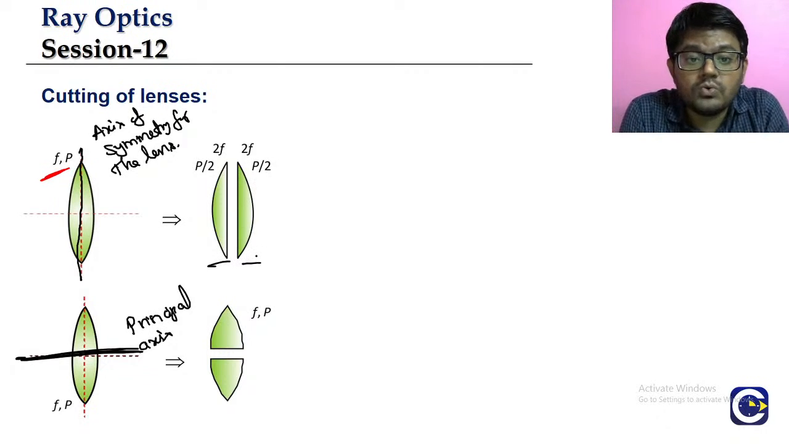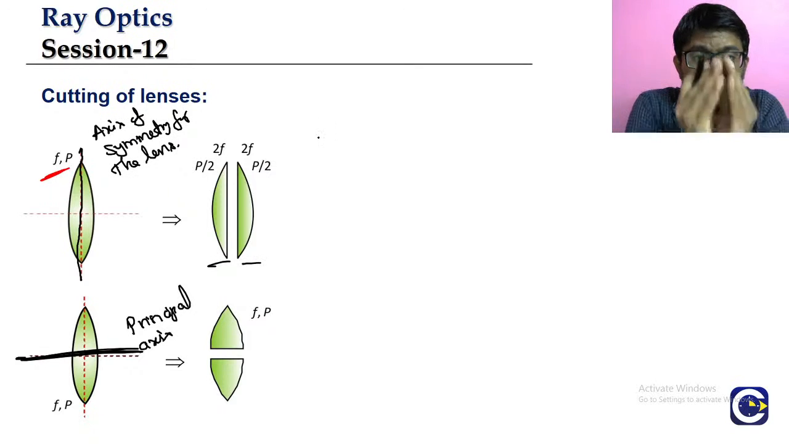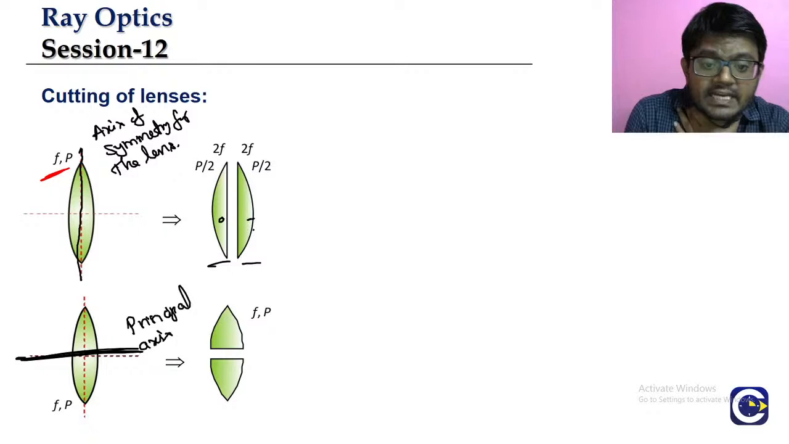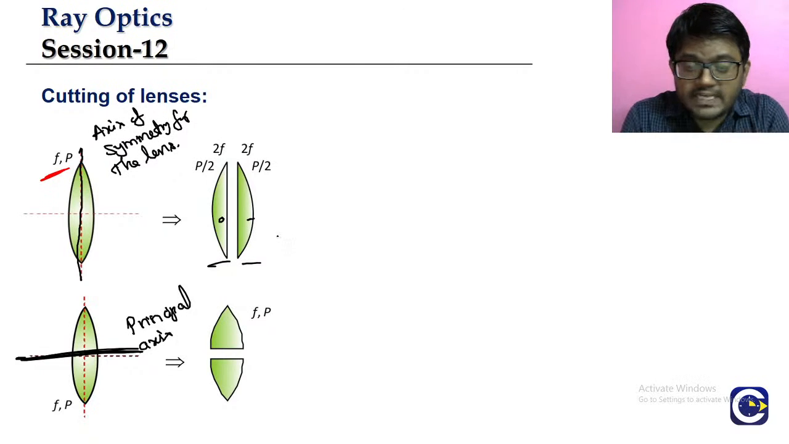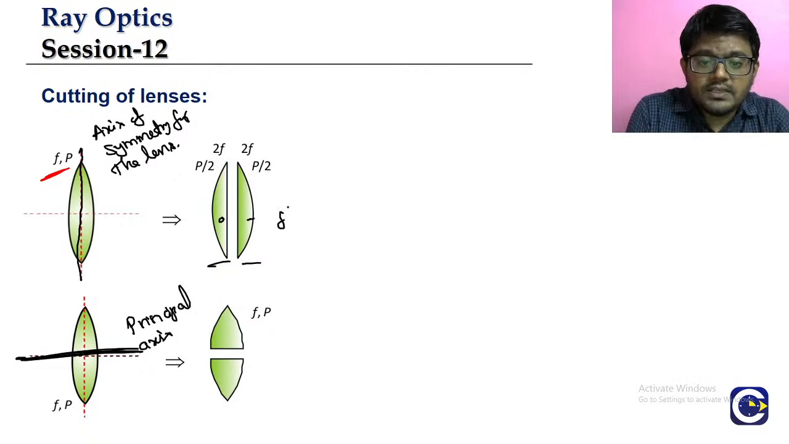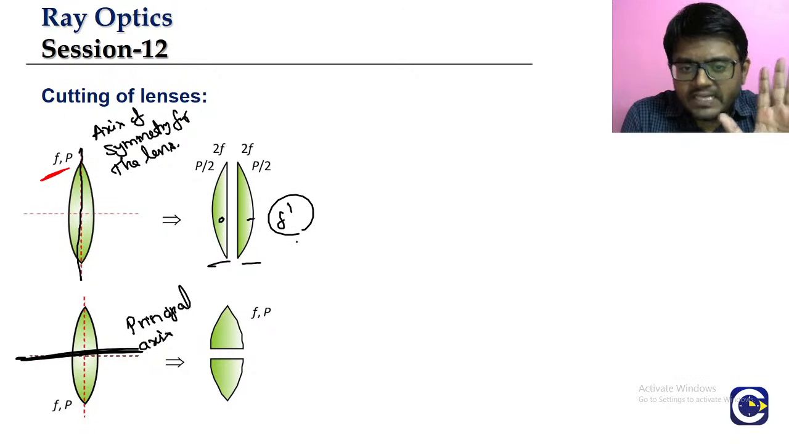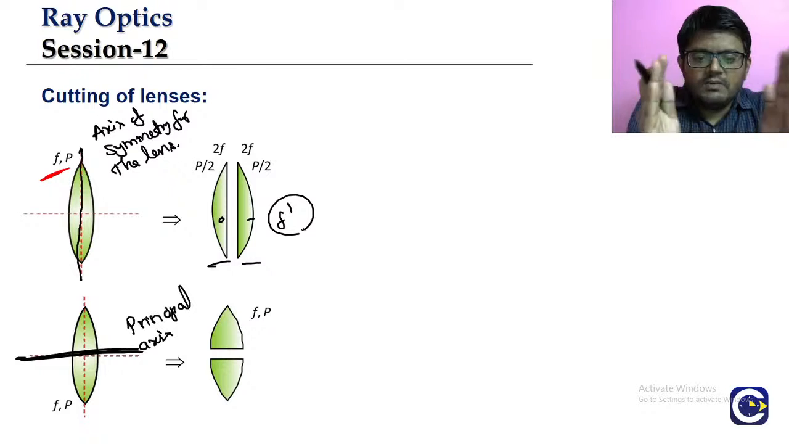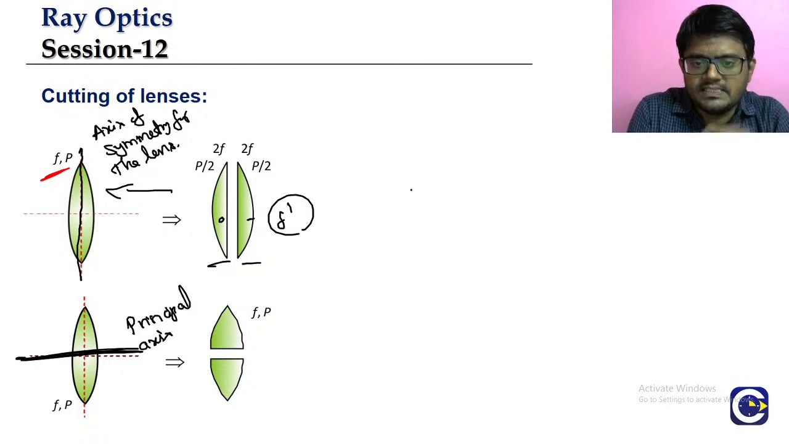And here you can clearly see what we are forming. We are forming two plano-convex lenses. If you cut a biconvex lens into two parts, we'll get two plano-convex lenses. Both are identical, right? Now think about it. The focal length of each of them is f dash. We make a combination of them. We are getting the original lens.